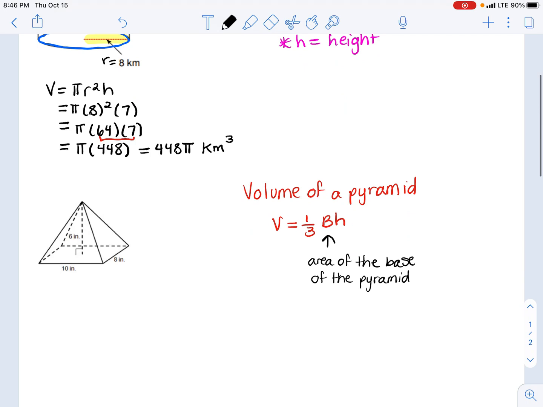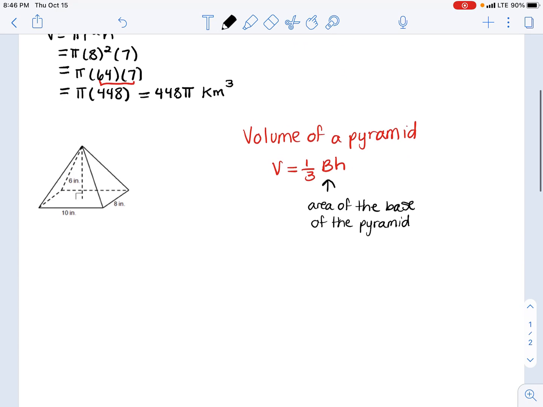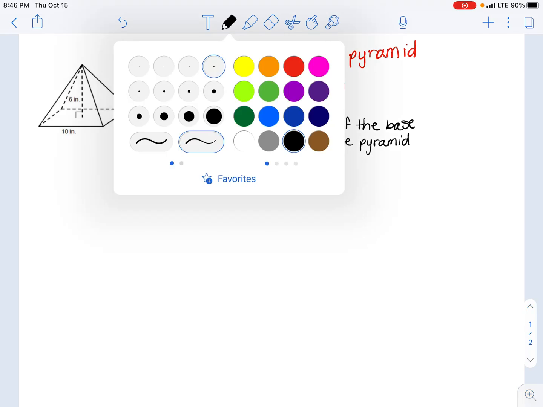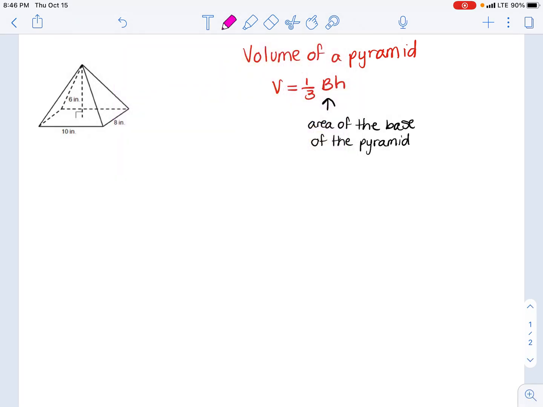Moving on to the volume of a pyramid, the formula for the volume of the pyramid is 1/3 the big B times h. What the big B means is the area of the base of the pyramid, and the h stands for the height of the pyramid. So h is equal to the height of the pyramid.